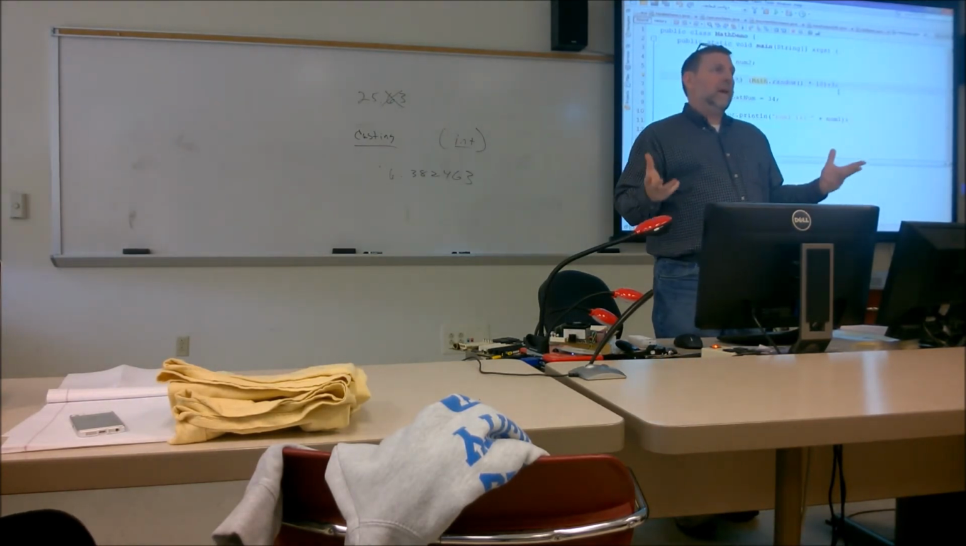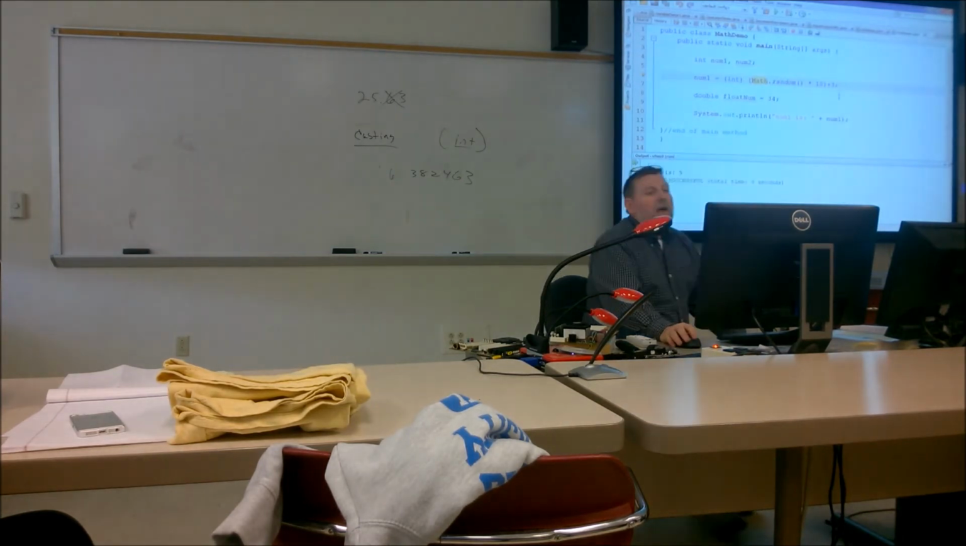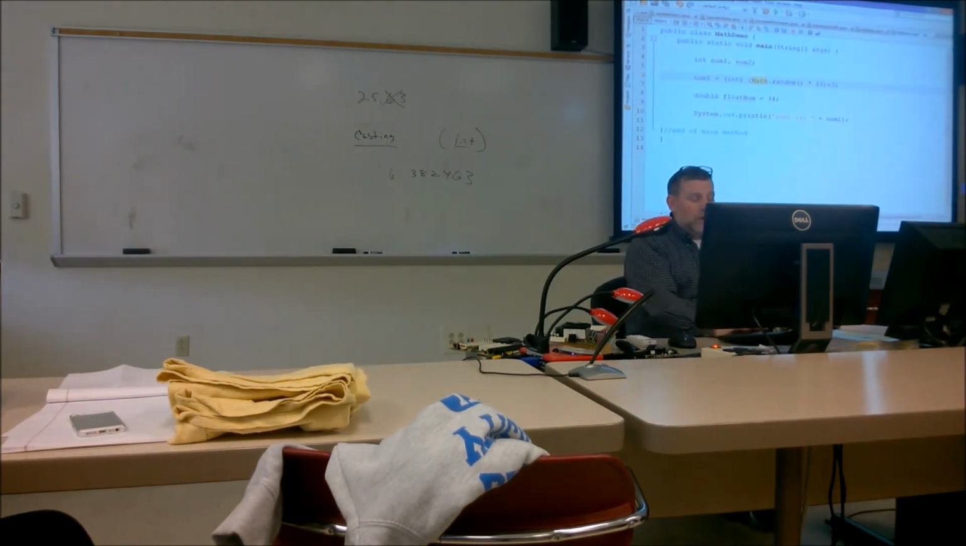You can sit around and debate that all you want to. I'm not going to. All right, so let's move on. What we want to do, though, is we just want to get a random number between 0 and 9. That's going to do it.